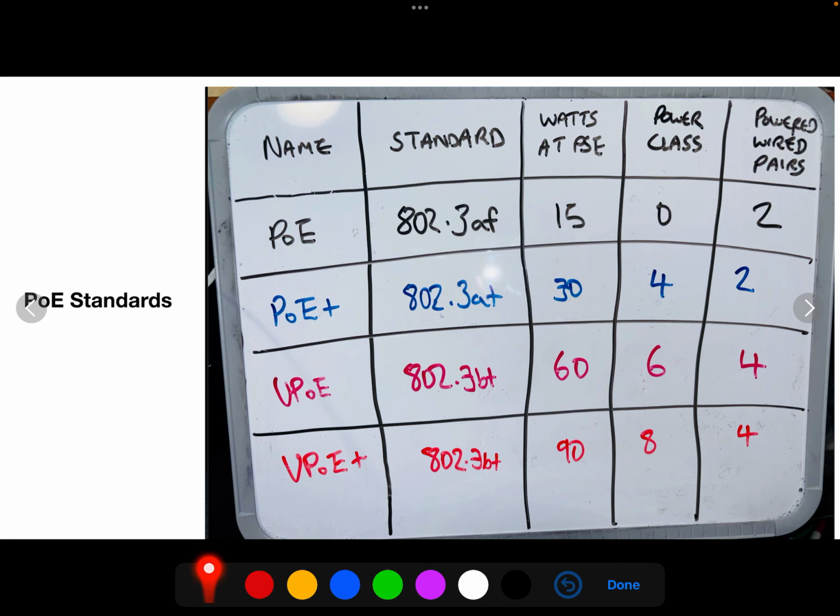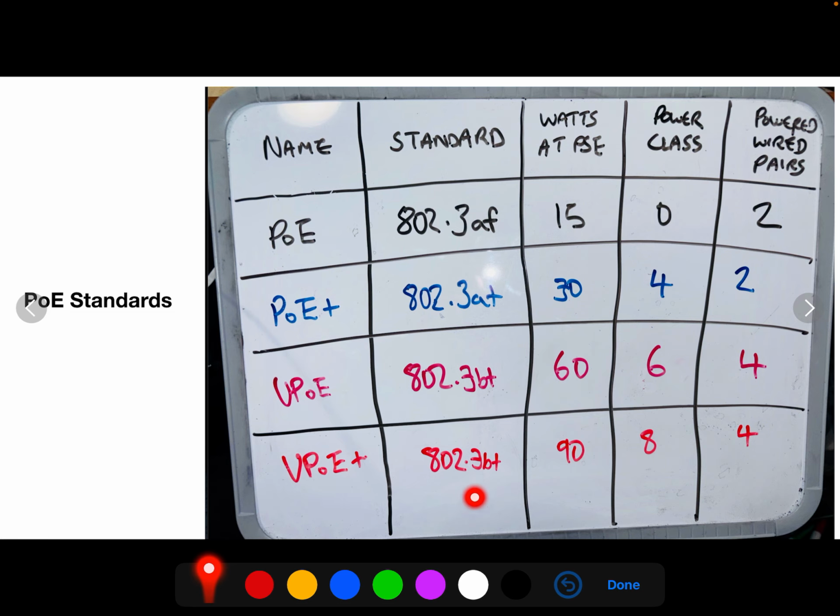Okay, so that is 30 watts. Use a power class of 4, and like PoE as well, two wide pairs are being powered. Now, moving on to UPOE and UPOE plus.